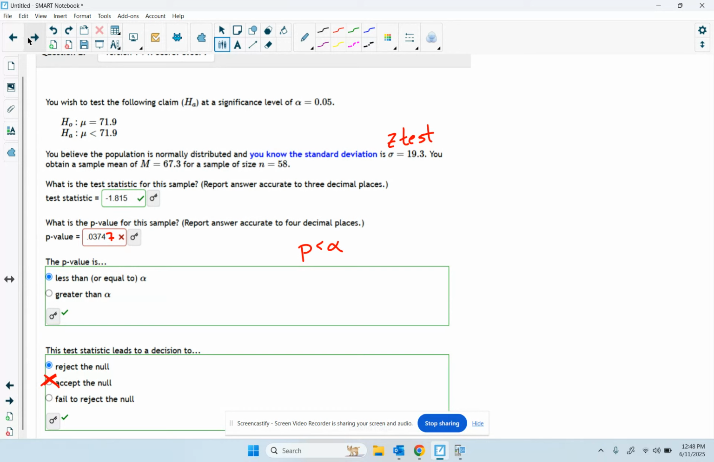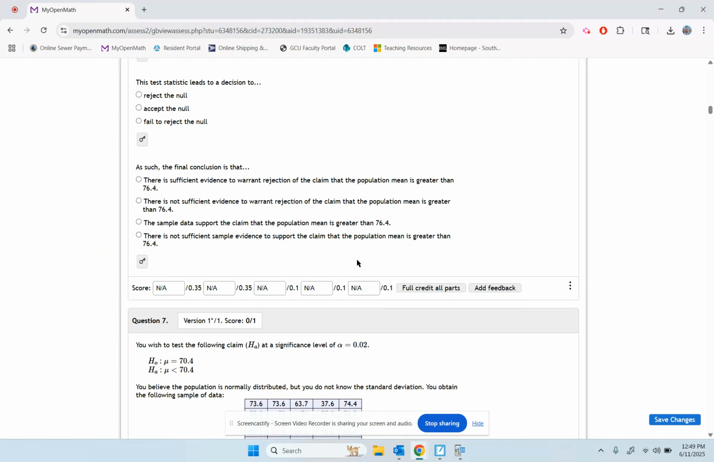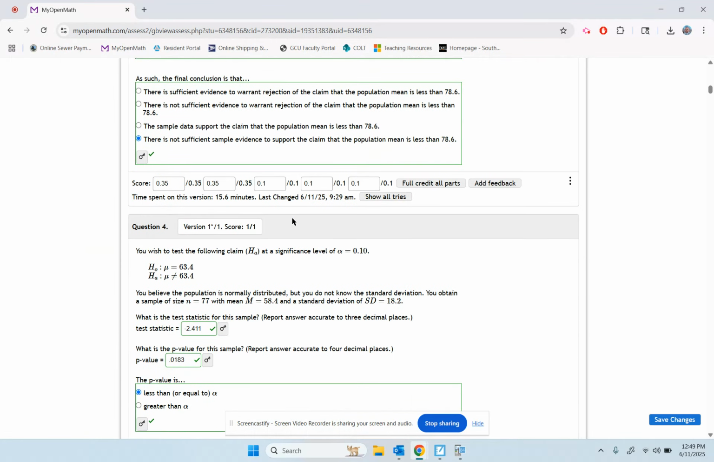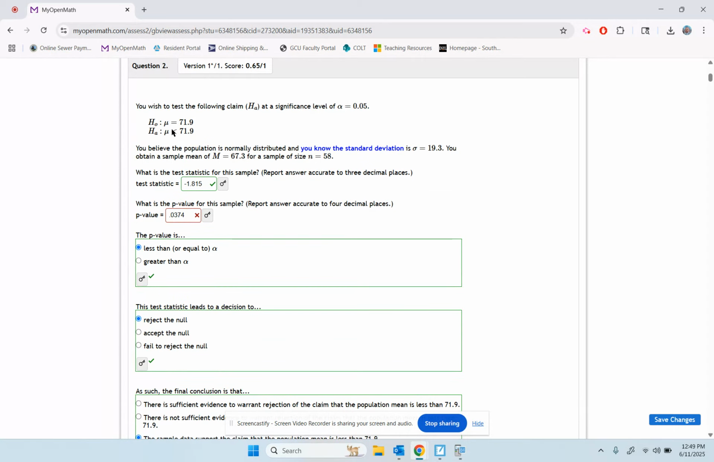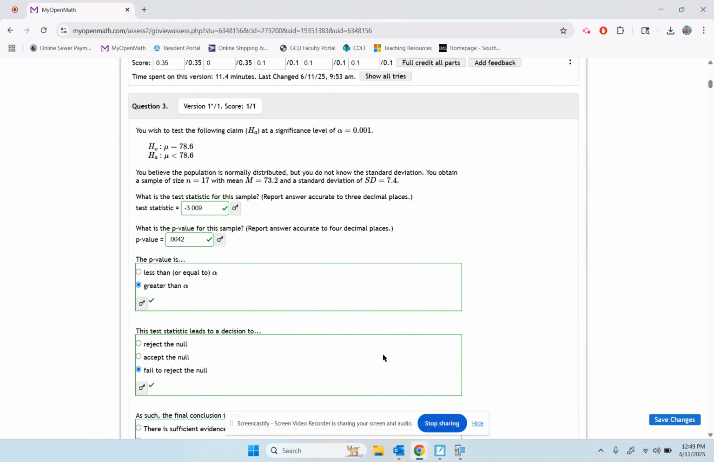And then you want to state your conclusion in terms of the alternative hypothesis. So if we go back to, this was number 2, I believe. This says the sample data supports the claim that the population mean is less than 71.9. Yeah, you're always going to word your conclusion in terms of the alternative hypothesis.